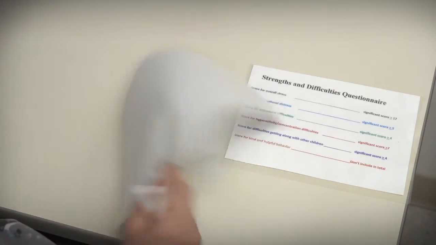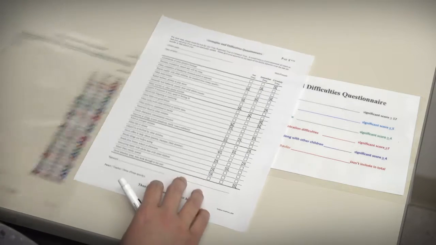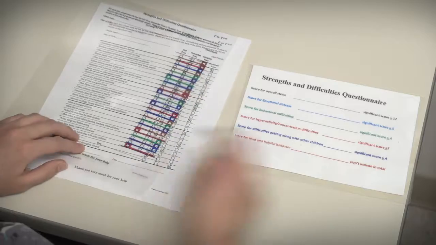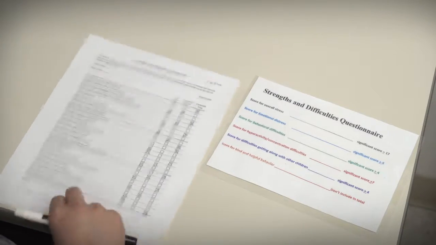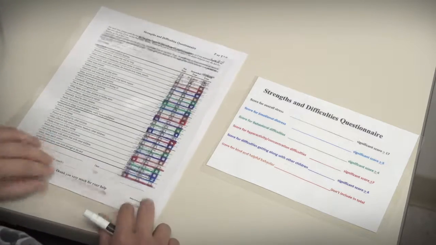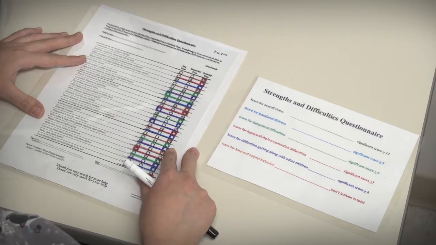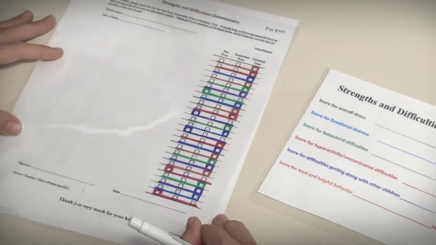So I'm going to show you how to manually score the Strengths and Difficulty Questionnaire. You'll need the template and you'll also need a scoring sheet. Once they've filled out the questionnaire, you're going to put the template over it and line it up so that the boxes are lined up with the boxes on here. But I'll go over the scoring a little bit before we do that.